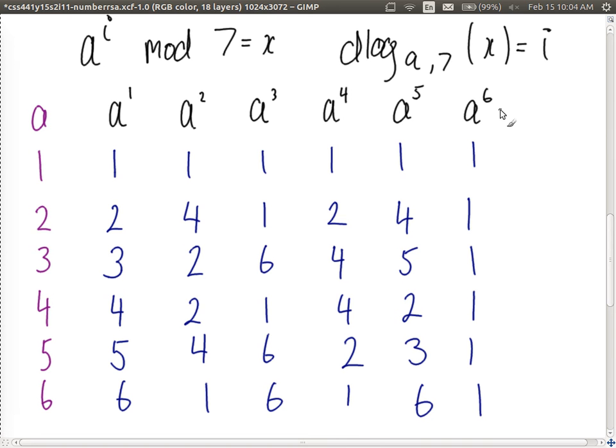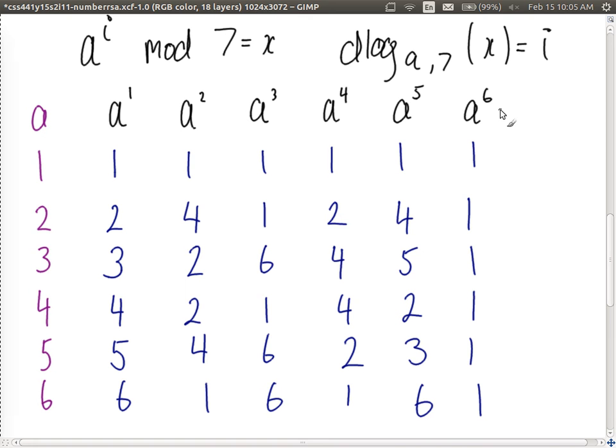What if the base was 3? A is 3. Discrete log, base 3, mod 7, so the third row. If our answer, x, was 6, what's the index or the exponent, i? Well, there's only one value of 6 here, so it must be 3. The discrete log of 6 is 3. The discrete log of 5 is 5. The discrete log of 2 is 2. Because when the base is 3, we note that these 6 values are distinct.